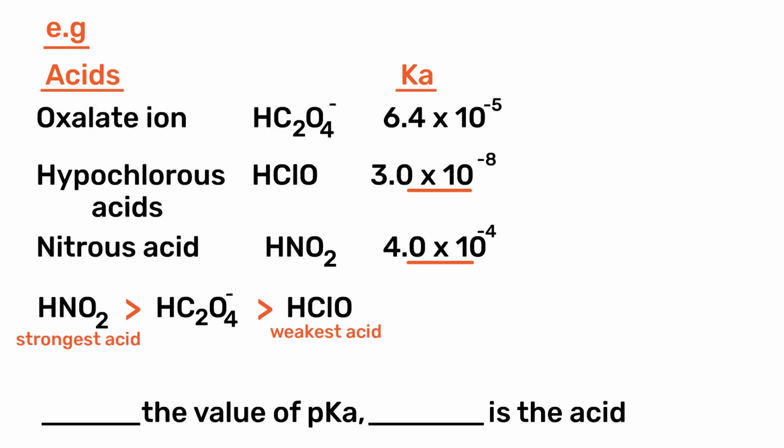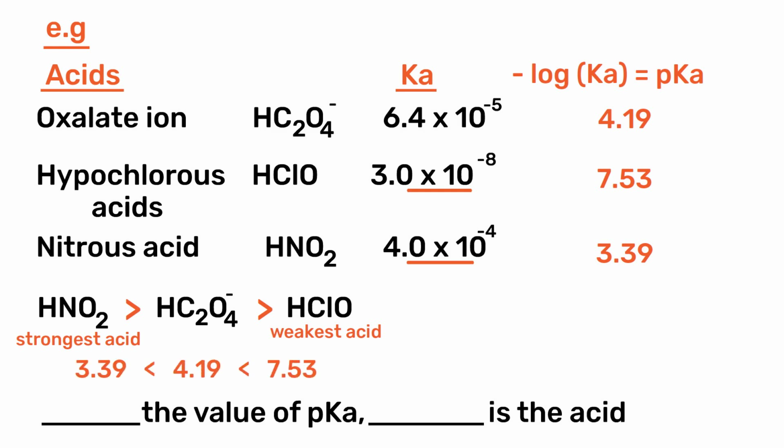You can also calculate the minus log Ka values, which would give you pKa. And you can calculate for the three acids and arrange them from the least to the highest value. And here you will see that nitrous acid has the least value of pKa and hypochlorous acid has the highest value of pKa. That means lower the value of pKa, stronger is the acid.